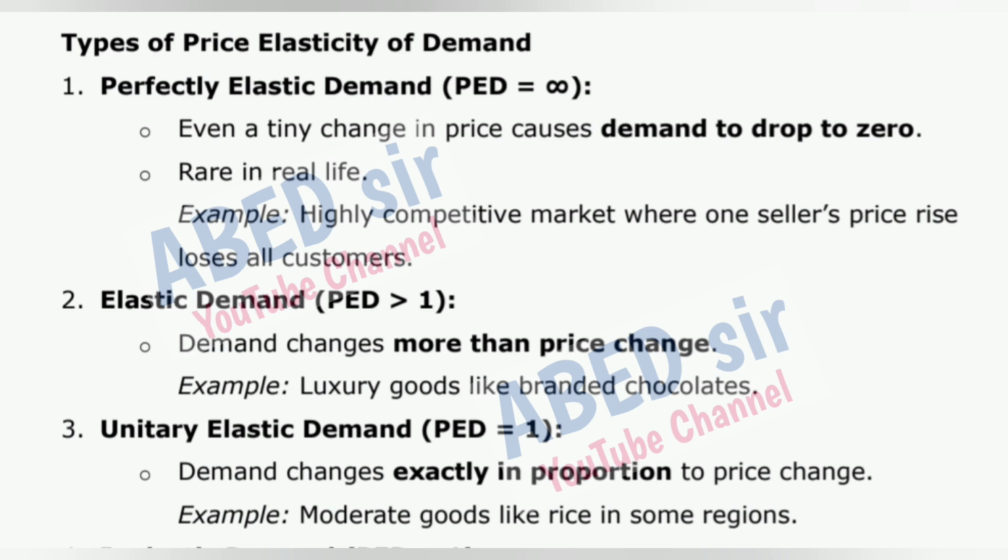Elastic demand, PED greater than 1. Demand changes more than price change. Example: luxury goods like branded chocolate. Unitary elastic demand, PED is equal to 1. Demand changes exactly in proportion to price change. Example: moderate goods like rice in some regions.